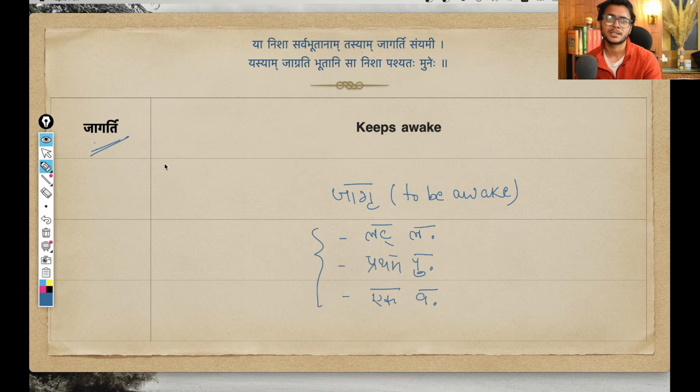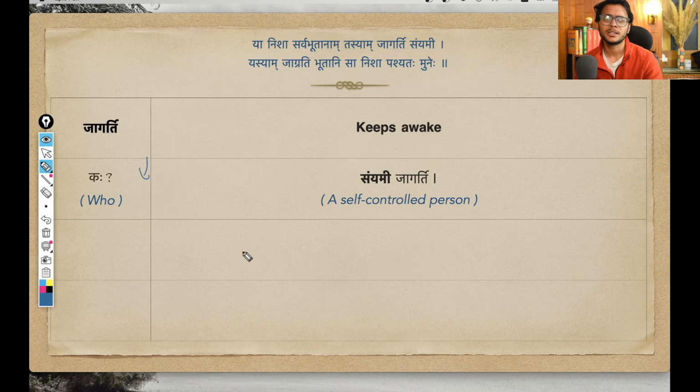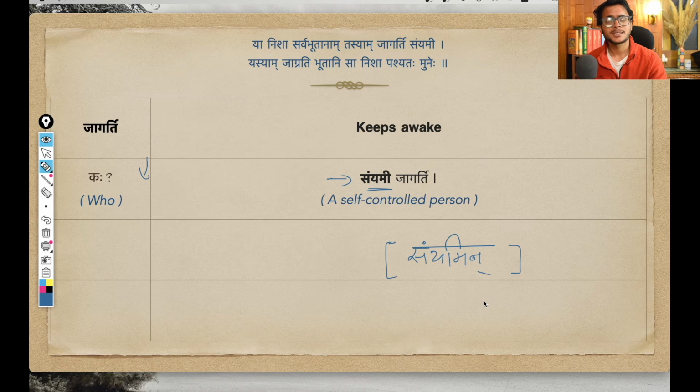So we are starting with this Kriya Pada and the question will be Kah Jagarti? Who keeps awake? And the response is Sanyami Jagarti. And Sanyami, this is coming from Sanyamin Pratipadika. It is an in-anta Pratipadika. Sanyamin basically means one who has Sanyama, one who is endowed with Sanyama.